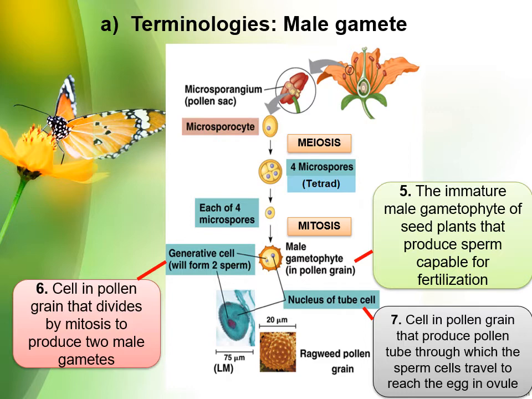And the last term is tube cell. Tube cell is a cell in the pollen grain that produces a pollen tube through which the sperm cells travel to reach the egg in the ovule.